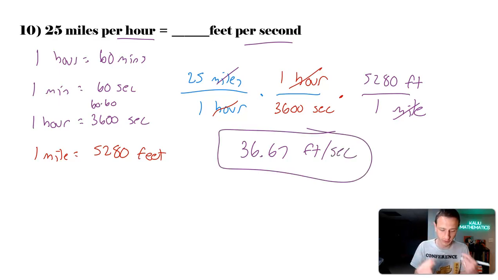The key here is trying to find those dropouts, like trying to find miles drop out. Hours drop out. And then what are we left with? We're left with the feet per second. And it would just convert to a decimal. It depends on if you're trying to keep it as fraction form, but we'll just leave it like that, 36.67.